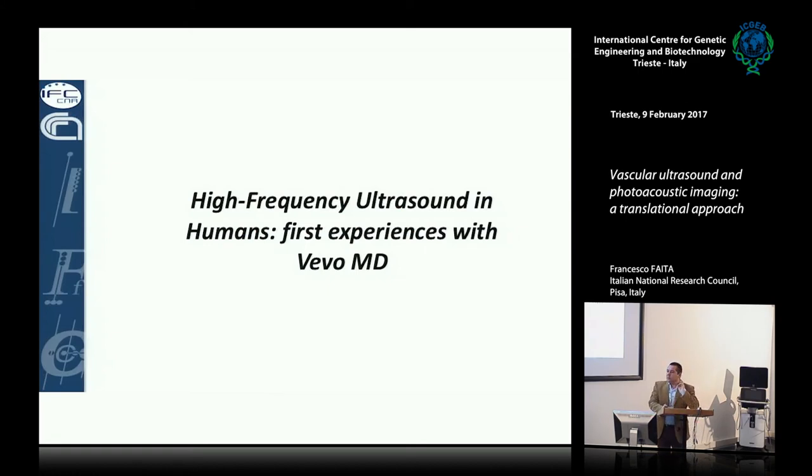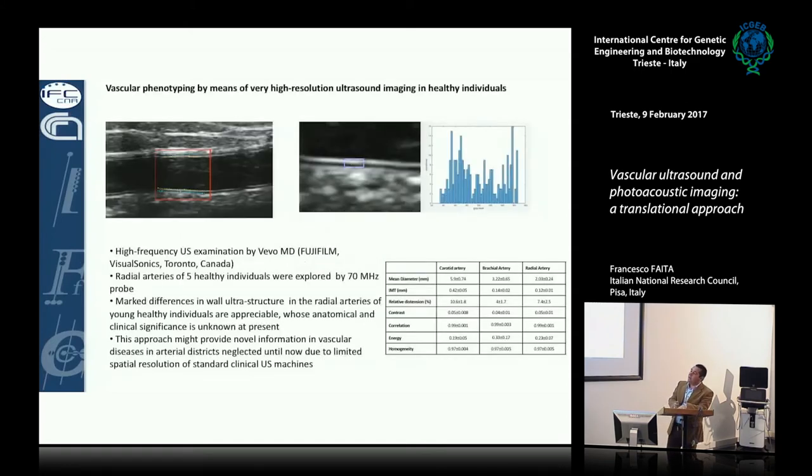Okay, now I'm happy to show some results from this last challenge we are facing, which is the use of high frequency ultrasound in humans, thanks to VisualSonics and the Vevo device. For high frequency ultrasound, I mean up to 70 megahertz in humans, so very high frequency. We use this technology for several different applications, as you can think. Most applications are in the dermatologic field, but for today I will show our study in the vascular field.